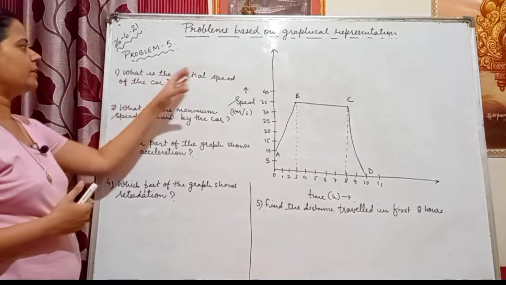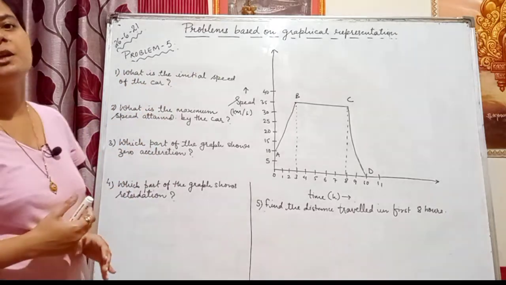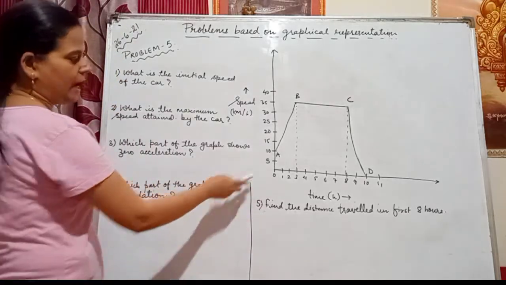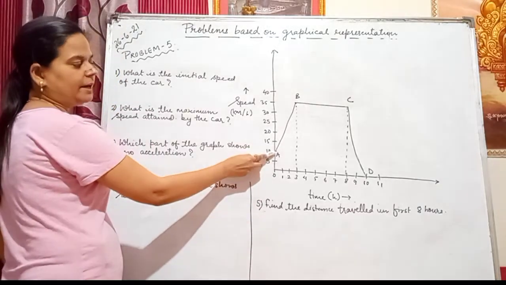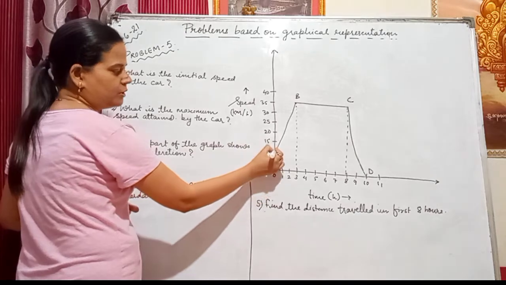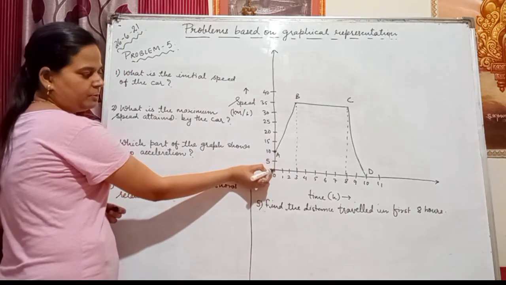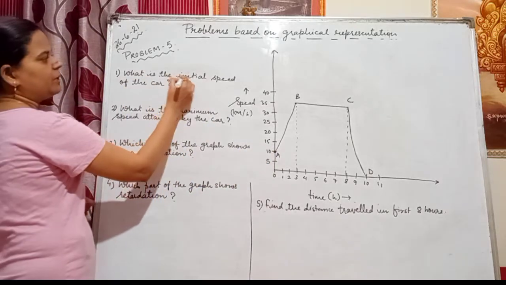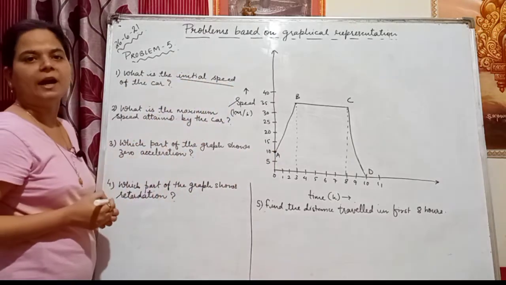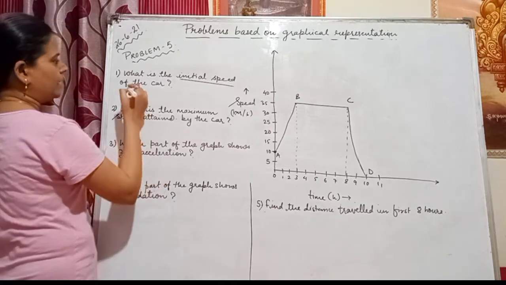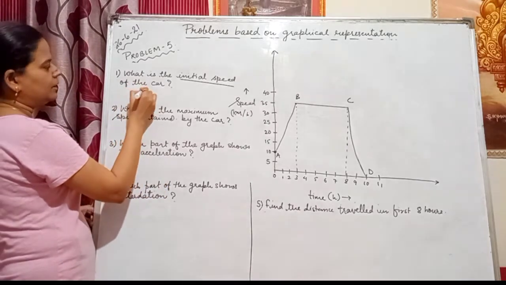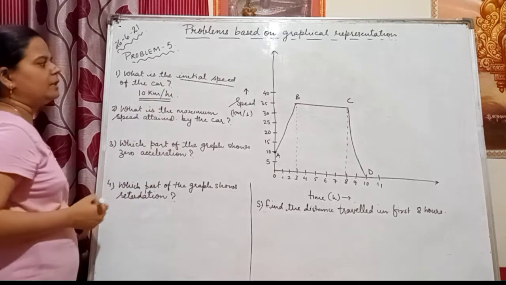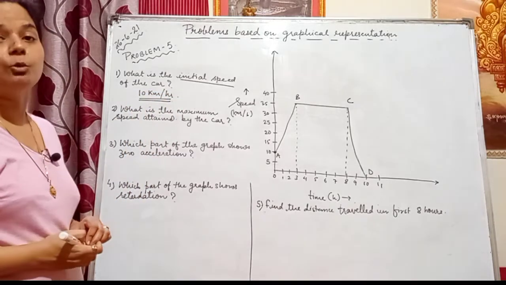What is the initial speed of the car? Initial speed means when the time was 0, what was the speed at that time? So time is 0, and at that time the speed is 10. You can see that the motion started with 10. So you can say that the speed was 10 km per hour when the time was 0, that means the initial speed is 10 km per hour.